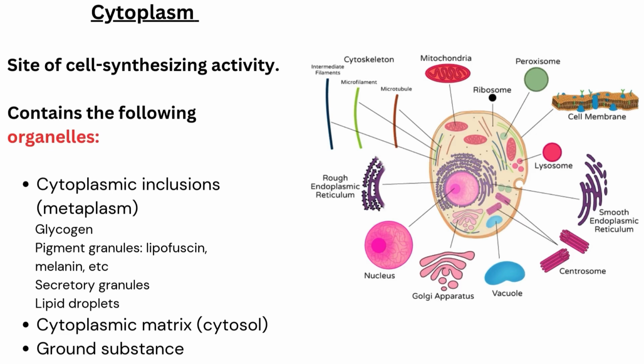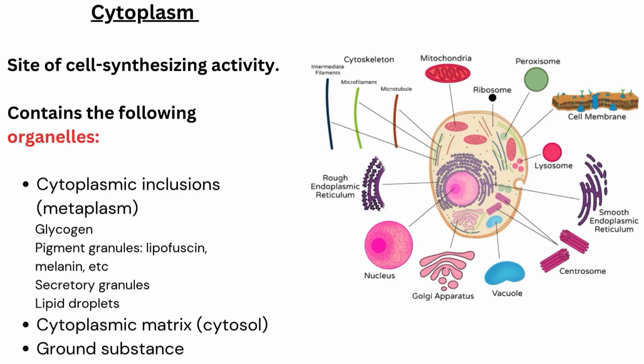Cytoplasm is like a bustling city, we can say, inside a cell. Why is that so? Because it contains all the necessary organelles to keep the cell alive. For example, it has mitochondria for energy reserve. It has ribosomes, which are for protein synthesis. So all of these organelles. Additionally, it also has cytoplasmic inclusions, which we call metaplasm.